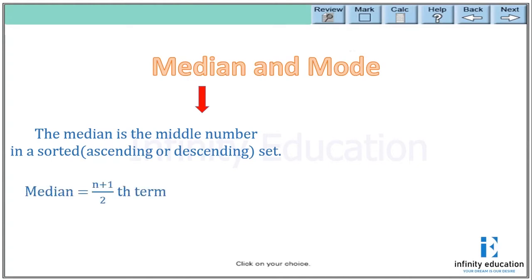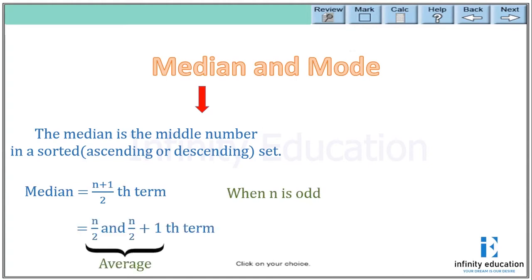So the median should be the (n plus 1) by 2th term when n is odd, and the median should be the average of the n by 2 and (n by 2 plus 1)th terms when n is even. We will see this in some of the questions.